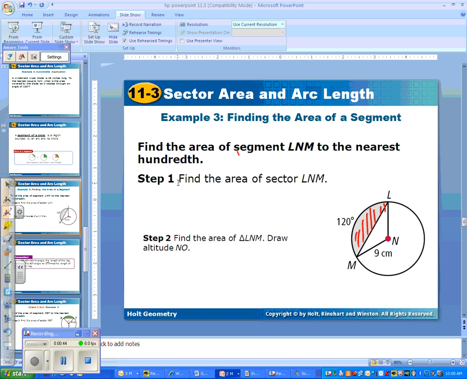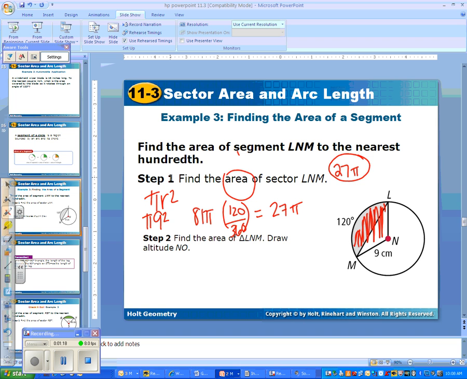The first step is to find the area of the whole sector, so this whole piece of pie. Since it's talking about area, we use pi r squared. In this case, r is 9, so pi 9 squared is 81 pi. And then you have to take that whole thing, because that's the area of the whole circle, and multiply it by the degrees that they're talking about. So it's 120 degrees out of the whole 360 degrees, which is the whole circle. So we multiply that out, and it comes out to be 27 pi. So I'm going to write 27 pi here, and I'm just going to remember that that's the area of the whole pie.